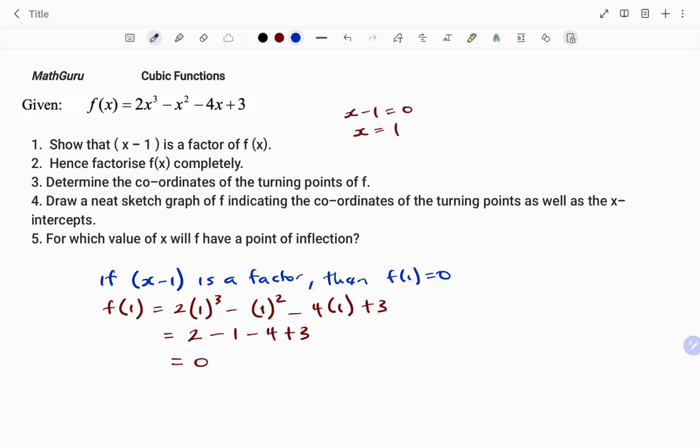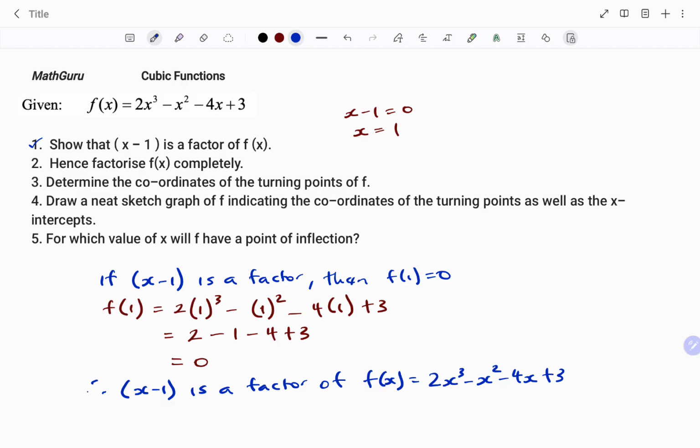So therefore, x minus 1 is a factor of the cubic function f of x equals 2x cubed minus x squared minus 4x plus 3. Let's go to the second part of the question, which says, hence factorize f of x completely.